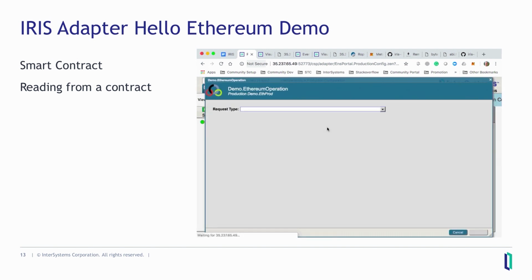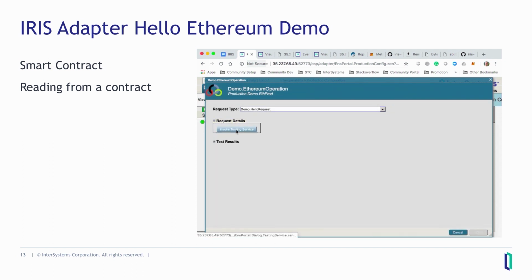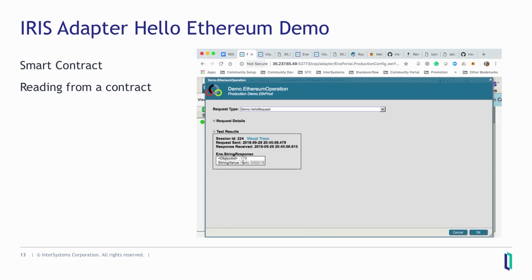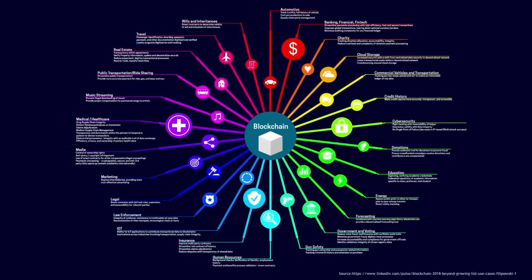So let's check that. Let's call this hello request. Yes, and it needs a year, and it returned hello, Global Summit 2018. Cool.